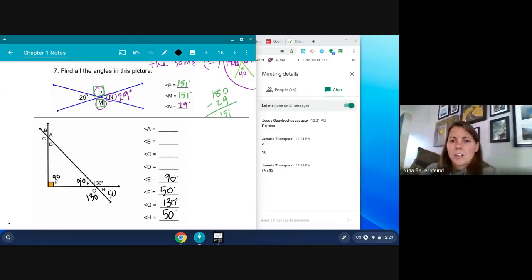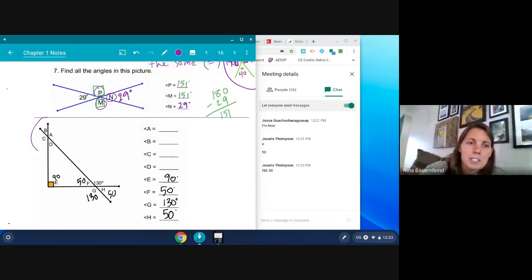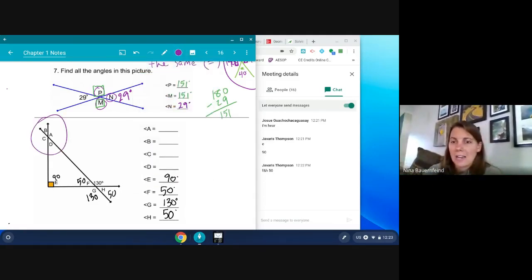I put that 90 in there because Javaris told us that. Now, this is where some of my students get real tripped up when they have to move up to this section, because they're like, well, what the heck? I don't know any of them. But a sneaky thing, we actually do know one of them.